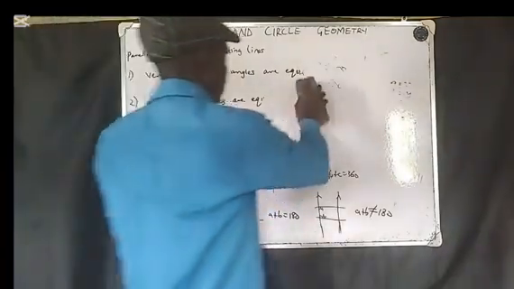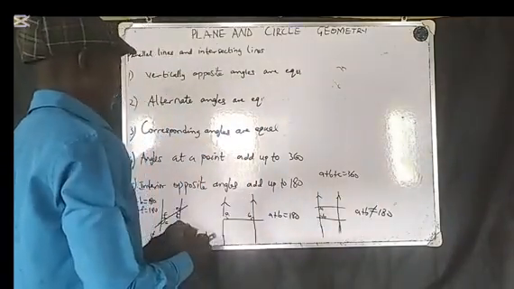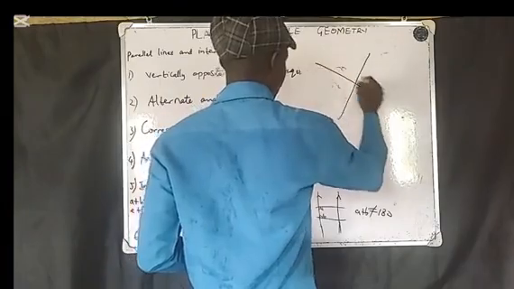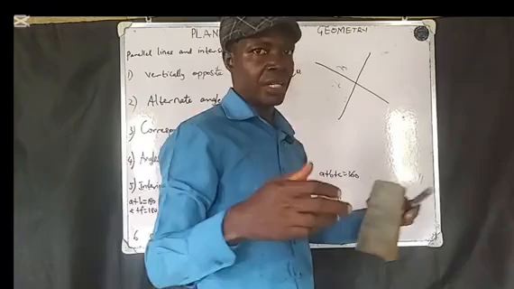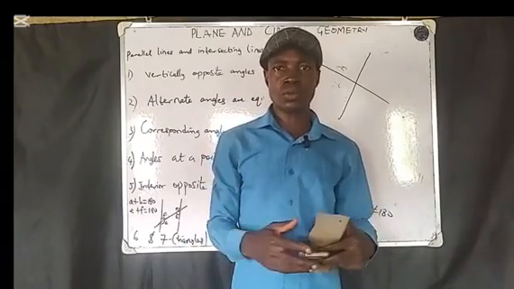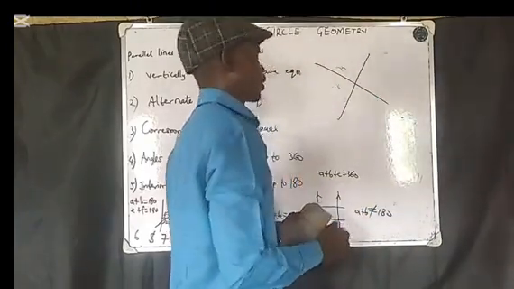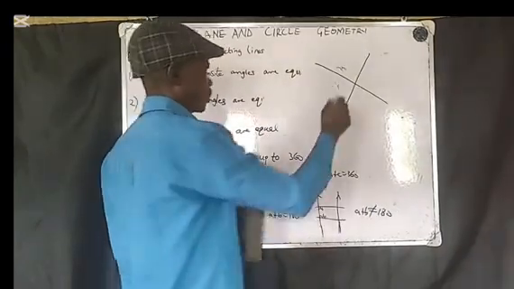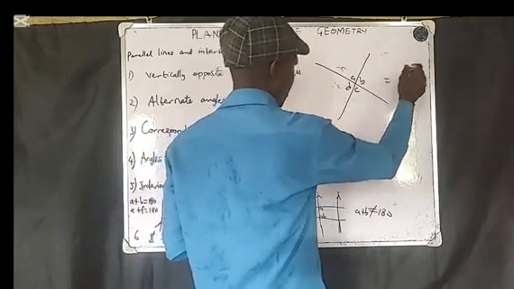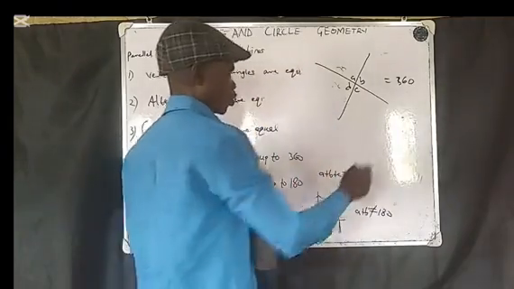Let us look at angles at a point. Angles at a point equal 360, just like the sum of angles in a circle equals 360. So the sum of angles at a point also equals 360. That means the point forms a circle. If we look at this, let's say this place is A, this place is B, this place is C, this place is D. The addition of A, B, C, D will give us 360. It can also be drawn this way.